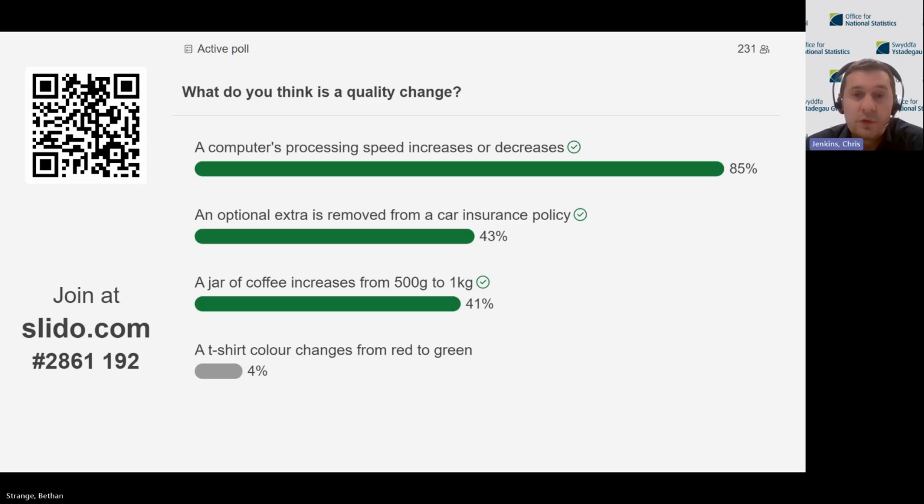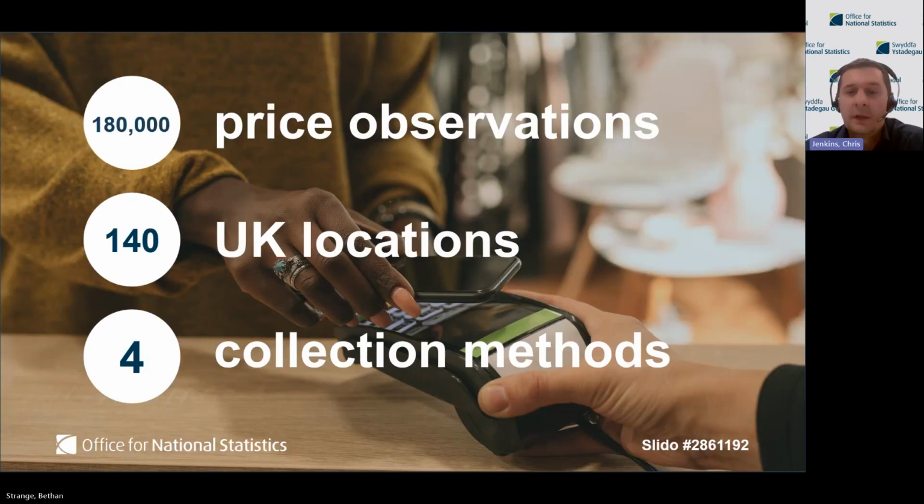An optional extra is removed from a car insurance policy. Again, that's a quality change because you're now reducing the quality of the car insurance policy, which is going to lead to a change in price. And then only a few people said a t-shirt changes color from red to green. We would treat that as a comparable change, so not a quality change, because there's no real change in price associated with picking a red or a green t-shirt. So these are some of the things that we need to think about when we're producing the index and collecting the prices each month.